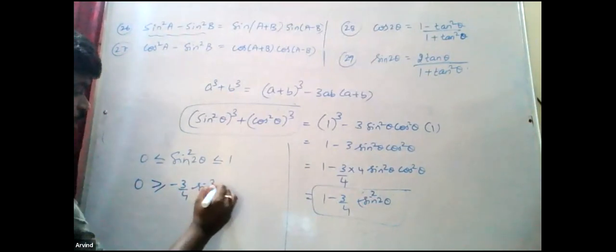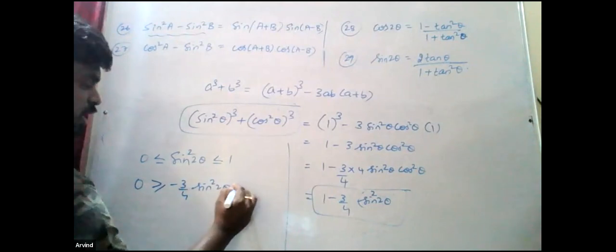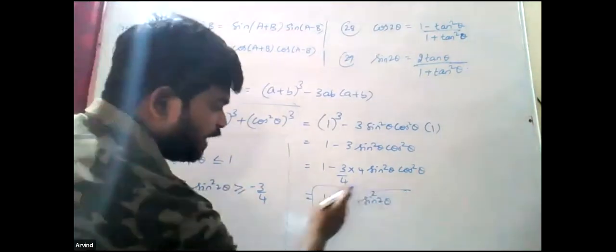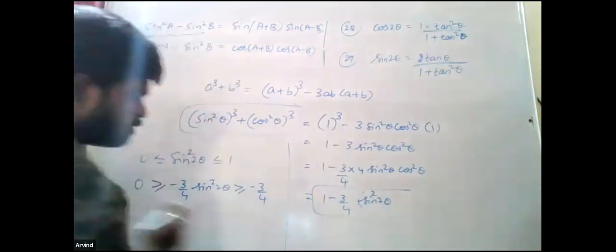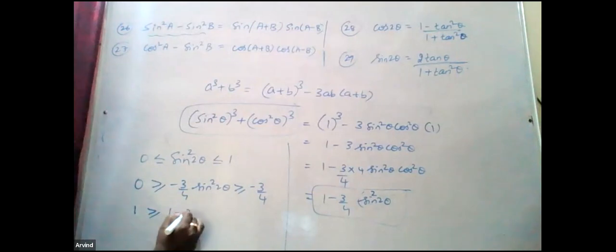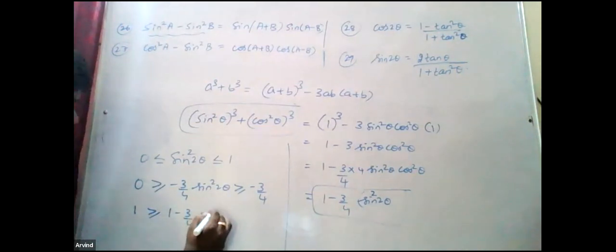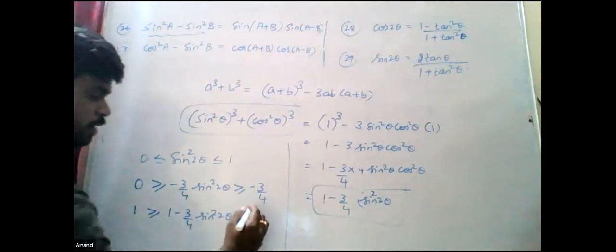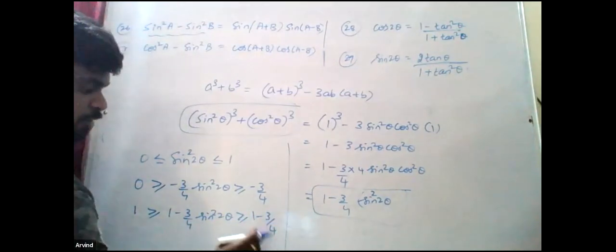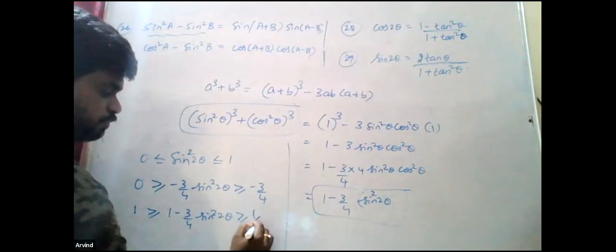-3/4 sin square 2 theta changes to -3/4. Okay, so we got this factor. Next, what is there, 1 is added. So I am going to add 1 throughout. So adding 1, 1 greater than or equal to 1 minus 3/4 sin square 2 theta greater than or equal to 1 minus 3/4. 1 minus 3/4 is 1/4 itself.